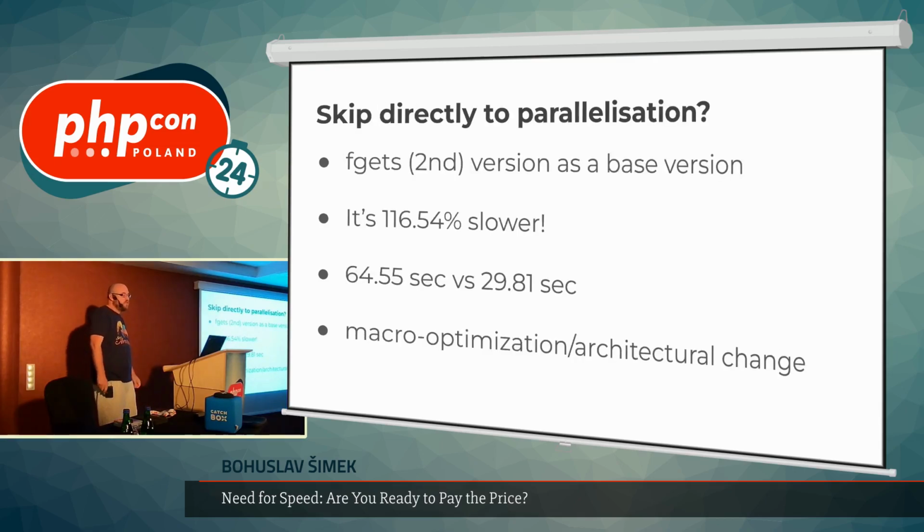Okay. So what if we ignore almost all that I presented to you, and from the second version with fgets, we skip all the steps and directly do the parallelization.